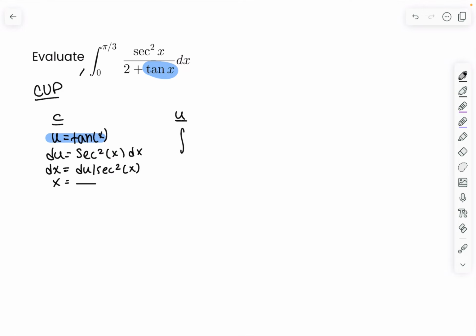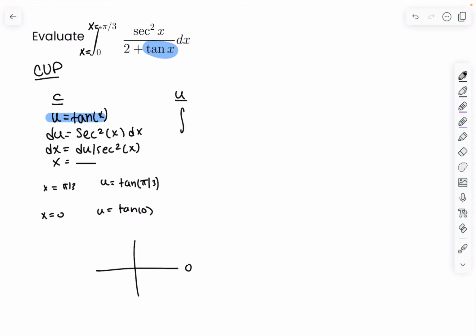Because right now we have the integral from x equals 0 to x equals pi over 3. We want those in terms of u. So I go back here and do a little extra step. So x is equal to 0, x is equal to pi over 3. What are the u equivalents? Well, I just plug in the x's in here. So tangent of pi over 3 and tangent of 0. And you can't leave your answers like these on your exams. You have to actually evaluate them.